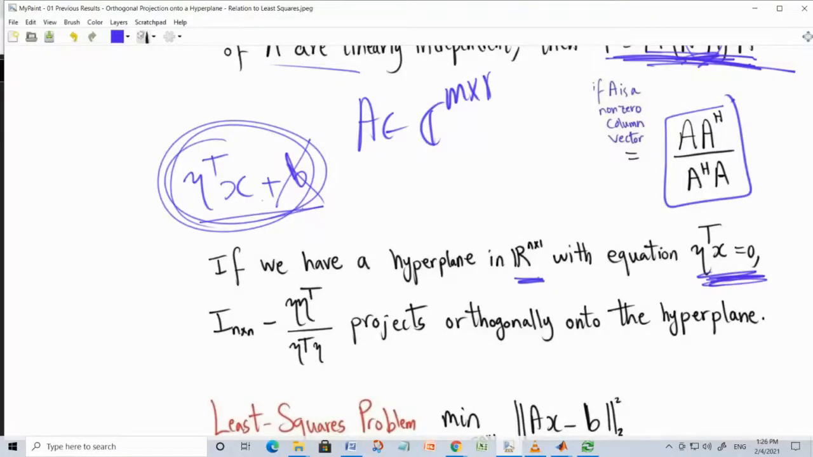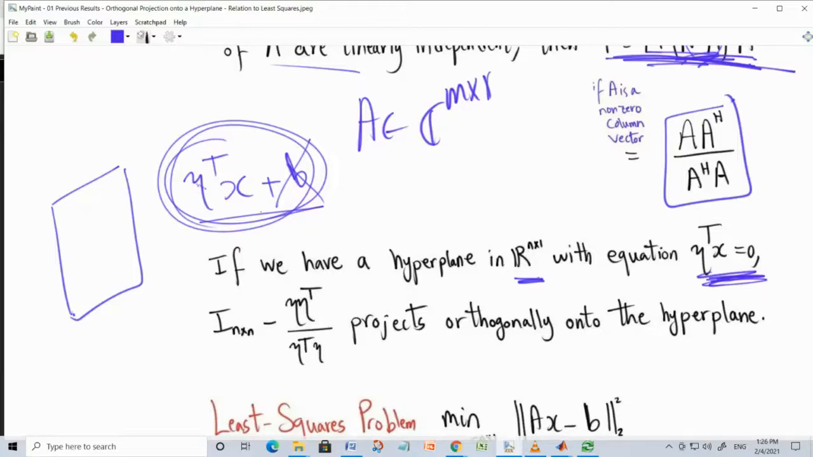So let's refresh your memory: what is actually the equation of the hyperplane? What is the meaning of this vector eta? You have a hyperplane. It's a plane, maybe living in 3 dimensions.